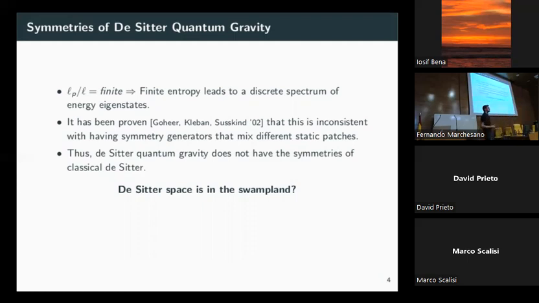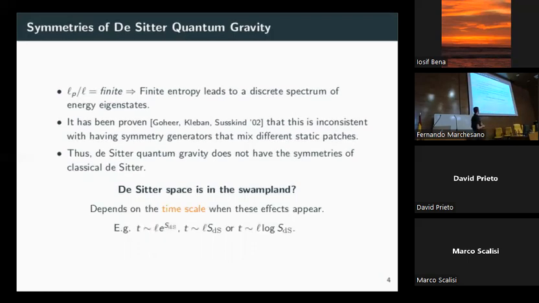Then, of course, what is relevant really depends on the time scale where these effects start to matter. So one way to interpret this result of Goheer, Kleban, and Susskind is that at long time scales, there can be non-perturbative effects that break the isometries of de Sitter space. And you can write down different types of time scales. Some that you might think are relevant is something like the Poincaré recurrence time that scales exponentially with the entropy. So this will possibly be the longest time scale that you can consider.